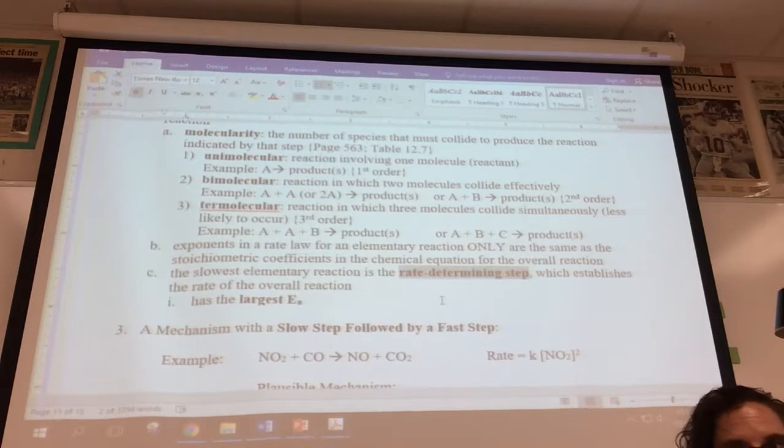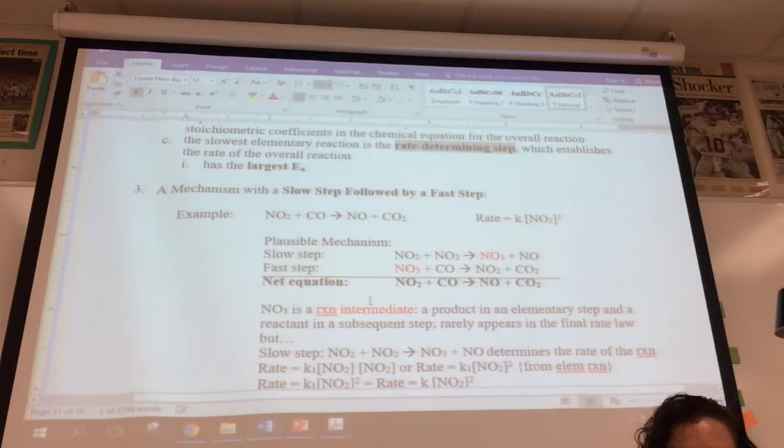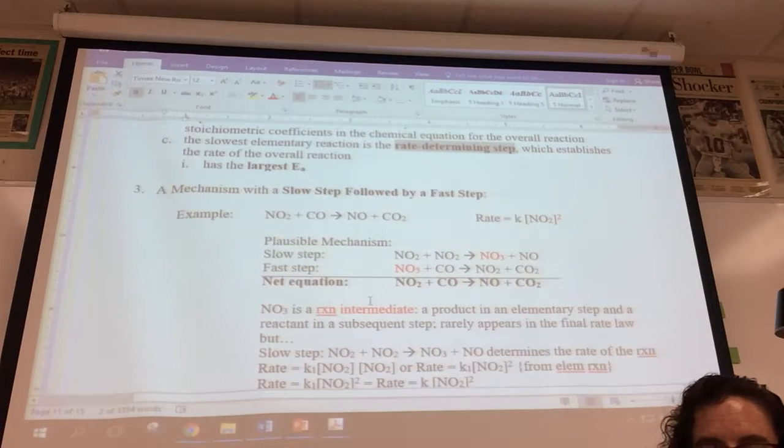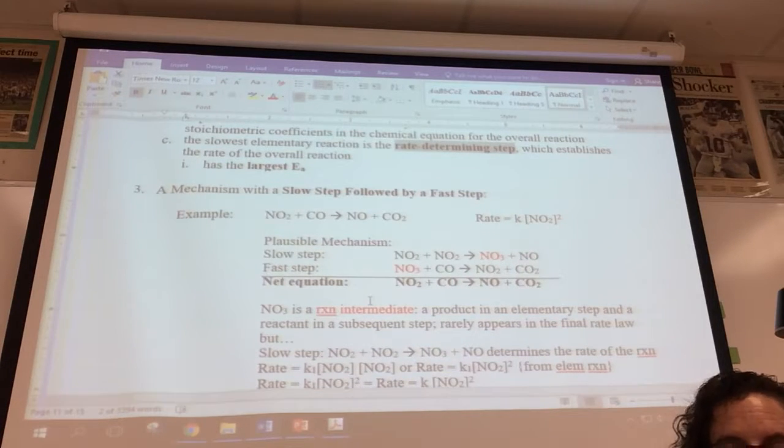That is a synonymous term. I'll show you those questions at the end when we go through. All right. We are going to write rate laws from reaction mechanisms.